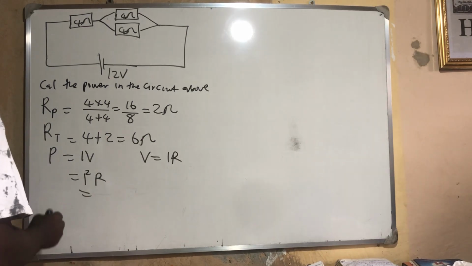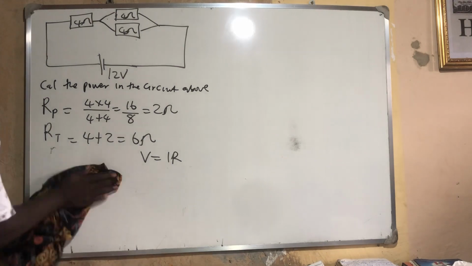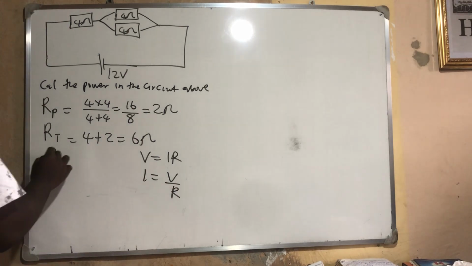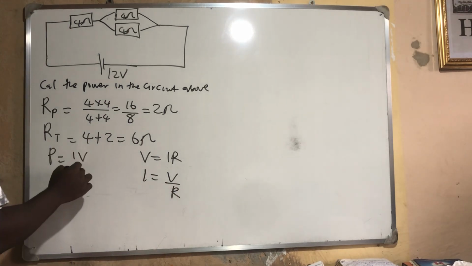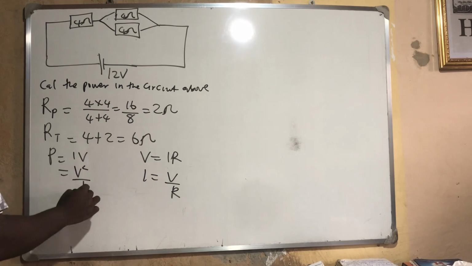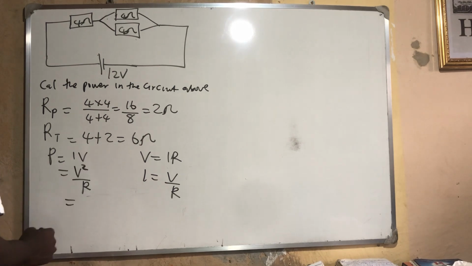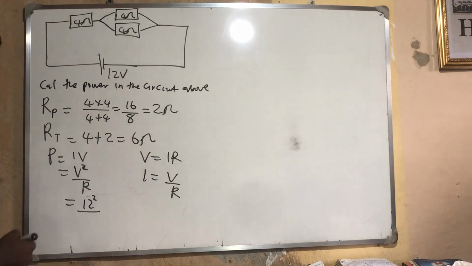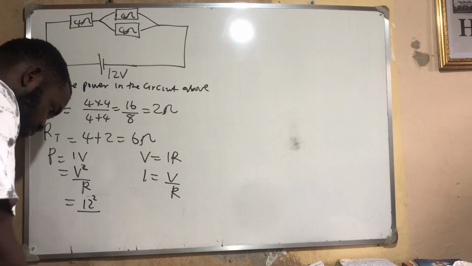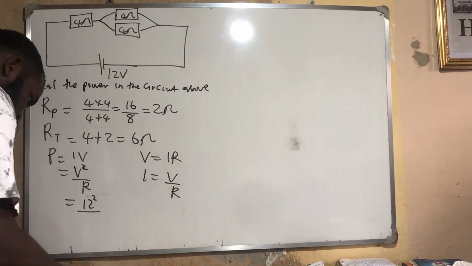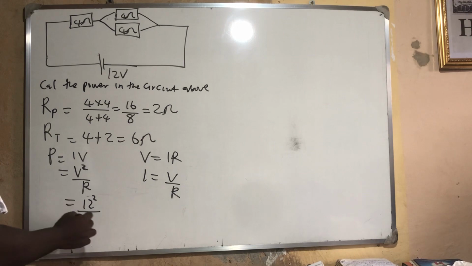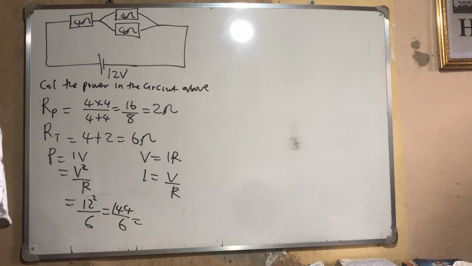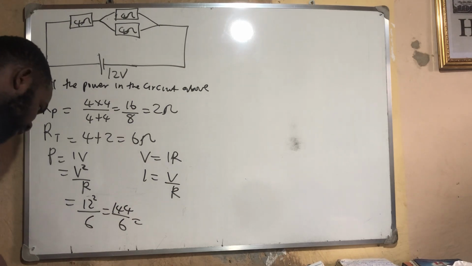Which is I squared R. Is there any I? Okay, there is no I. So since there is no I, I'm going to make I subject. My I will now be V over R. So my power is now V squared over R. My V squared is 12 squared divided by 6. So which is 144 divided by 6.